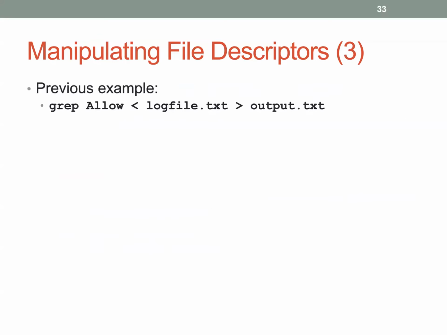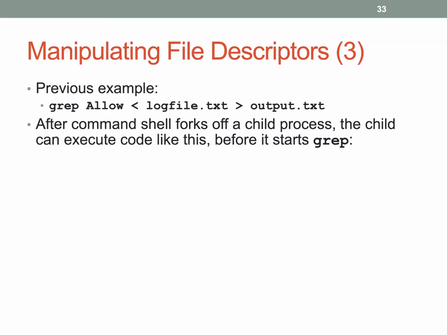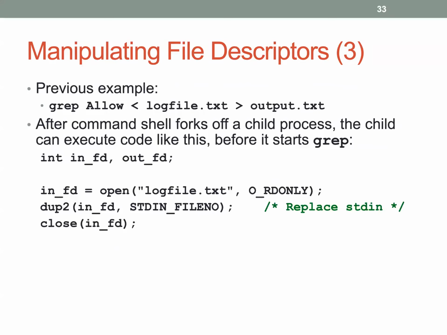I think I have one more example. We have grep, and then we're redirecting in logfile.txt and redirecting the output to output.txt. So after the command shell forks, the child process can do these steps. We're leaving out the error handling, which you will have to do for the project. So you have your input file descriptor, your output file descriptor. You open logfile.txt. You're opening it as read only because you're redirecting it in. You're not writing to it.